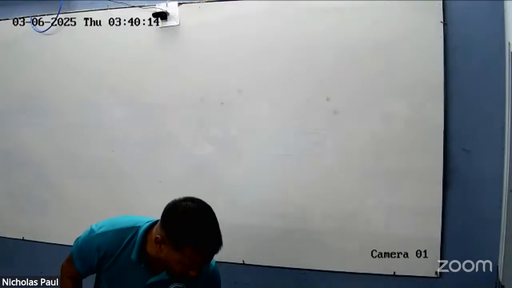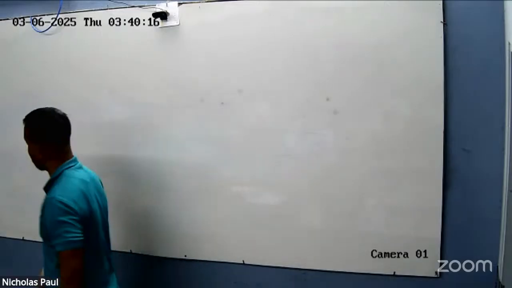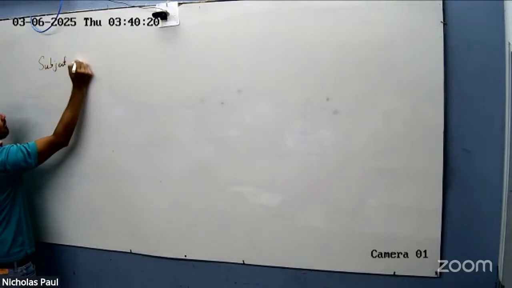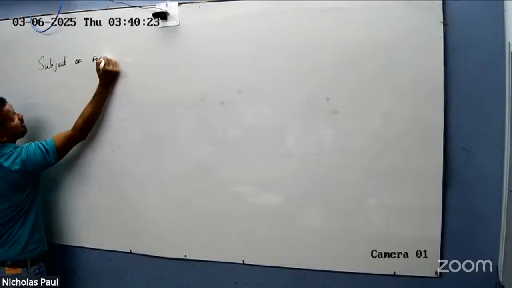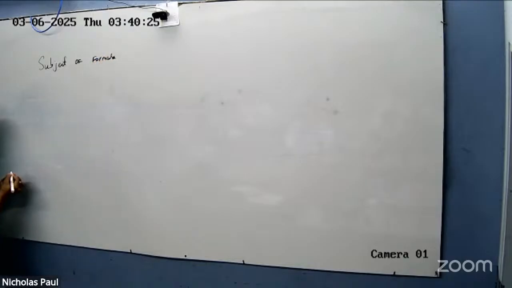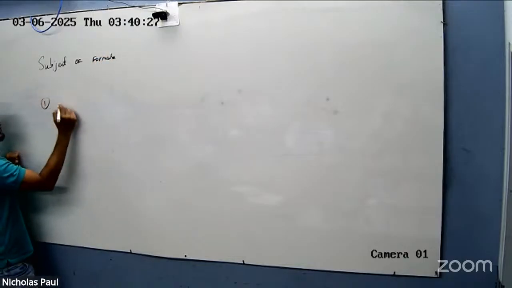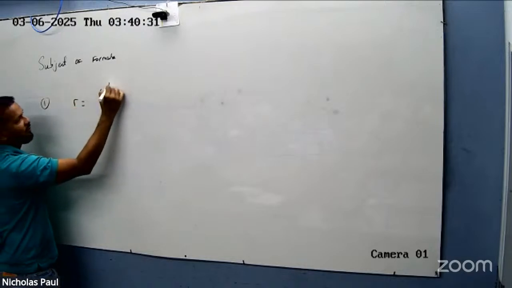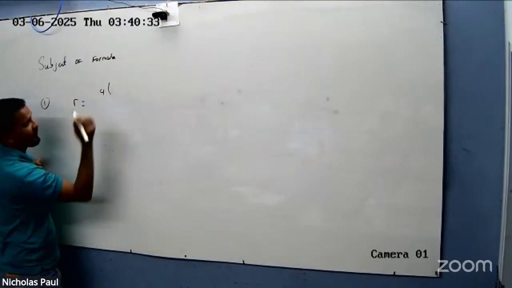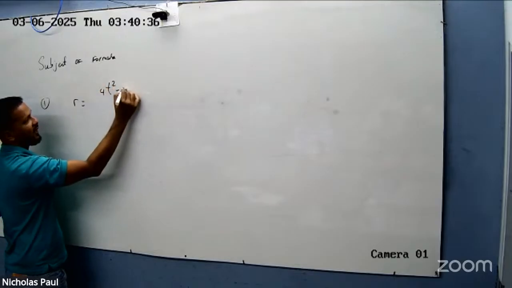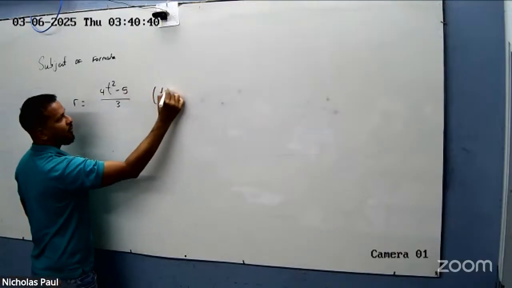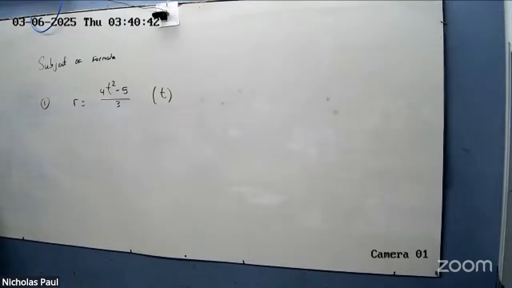So before we jump into solving, I just want to review subject of the formula, right? So let's say I gave you something like this. Let's say I gave you R is equal to 4, let's use numbers, 4t squared minus 5 all over 3. And I want you to make t the subject of the formula. Sometimes the little tricky thing is to figure out which one to move first.